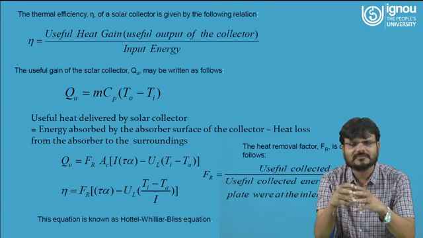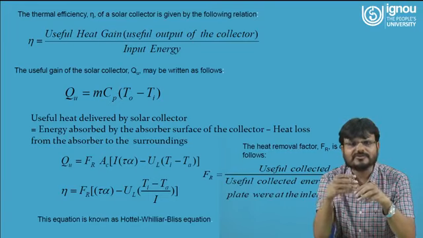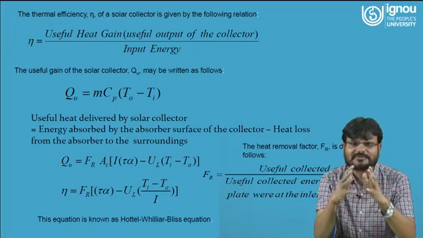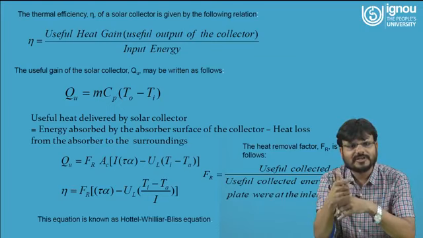This m is nothing but a product of rho, that is the density of the air, A, the area of that particular duct, and V is the velocity of the air, the velocity with which air is coming out from the solar collector. Of these three parameters, density is fixed, that means you can control only the velocity of the air. If you are able to increase the velocity of the air, you can increase the mass flow rate.